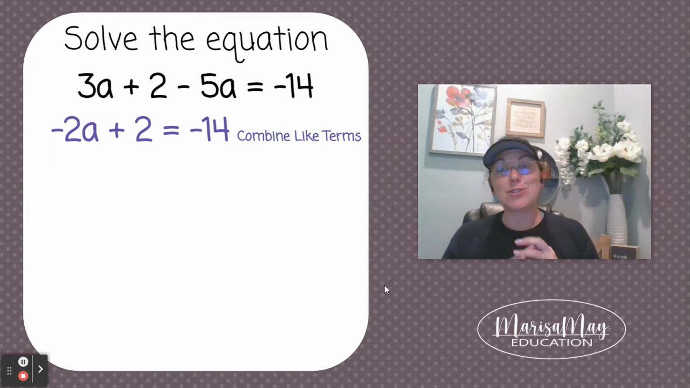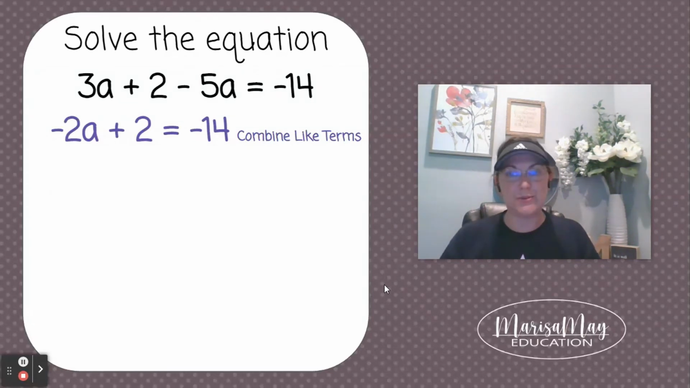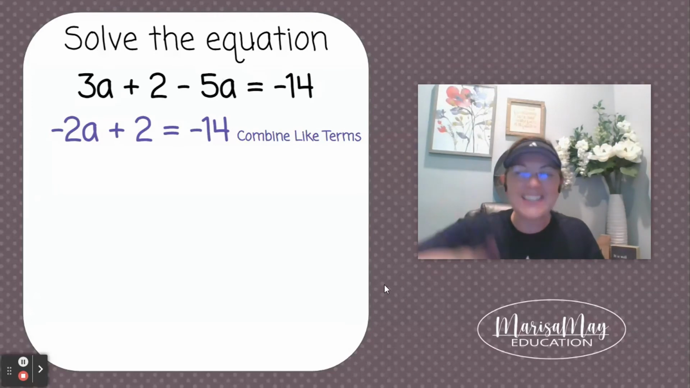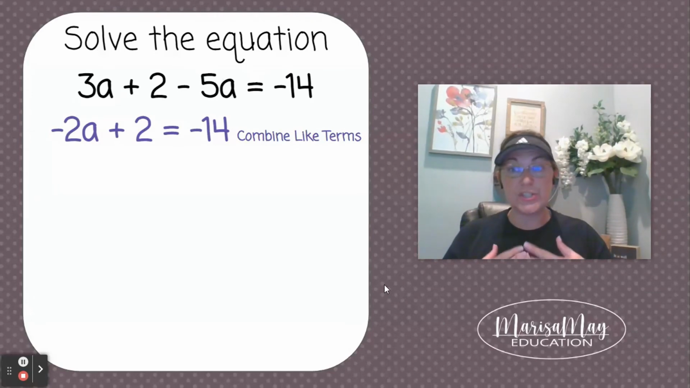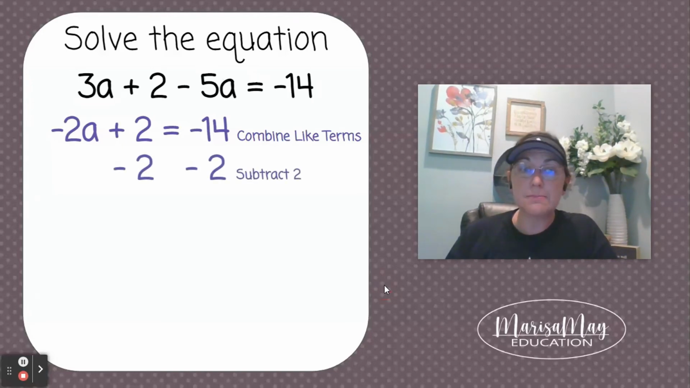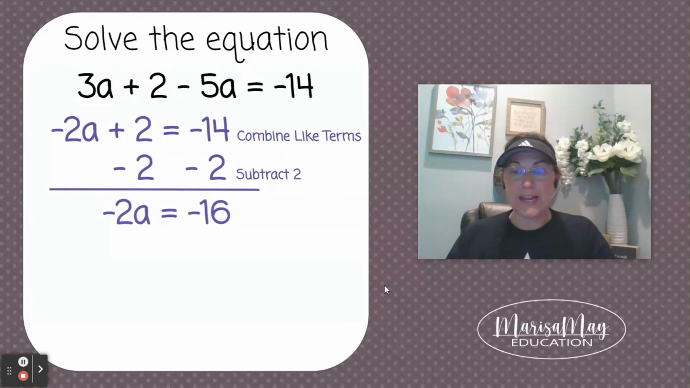So now let's ask ourselves, what's happening to the variable? The variable's being multiplied by negative 2 and being added by 2. So which one do we take care of first? You're right. I'm going to take care of that adding 2 part by doing the opposite of adding 2, which is to subtract 2. So we're going to subtract 2 from both sides. And that leaves me with negative 2a equals negative 16.